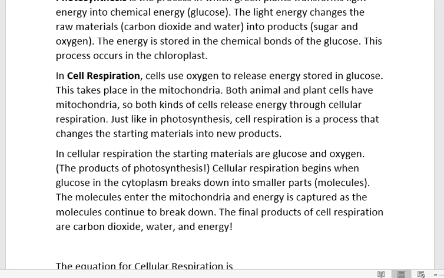All right. So just like in photosynthesis, cellular respiration is a process that changes the starting materials into new products. In cellular respiration, starting materials are glucose and oxygen, which are the products of photosynthesis. And cellular respiration begins when glucose in the cytoplasm breaks down into smaller parts, which we call molecules. The molecules enter the mitochondria, and energy is captured as the molecules continue to break down. The final products that you end up with are carbon dioxide, water, and energy.